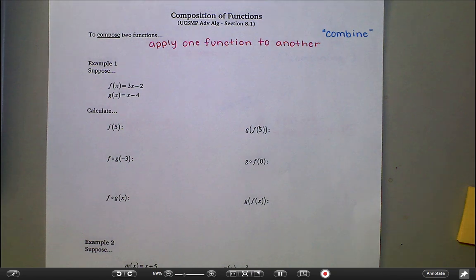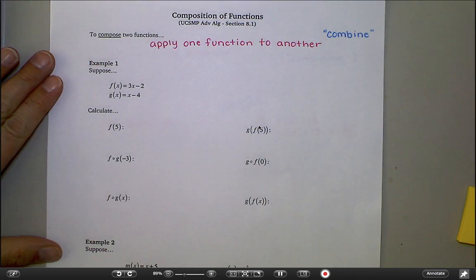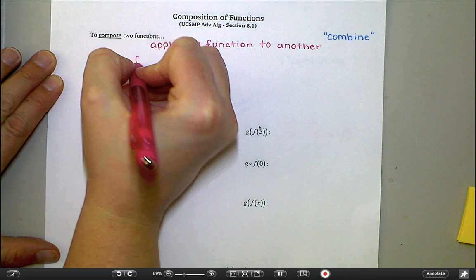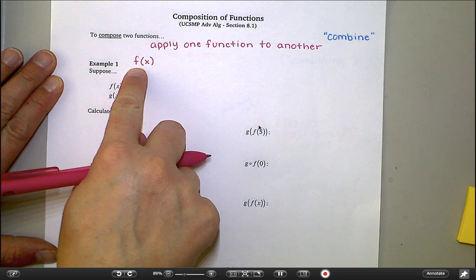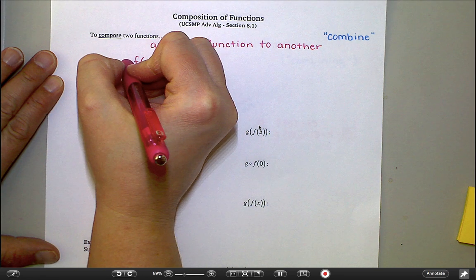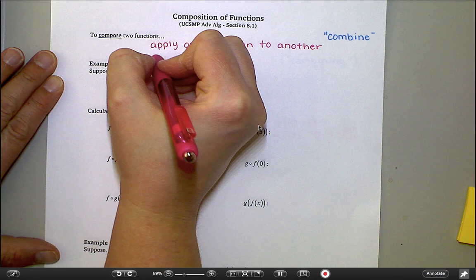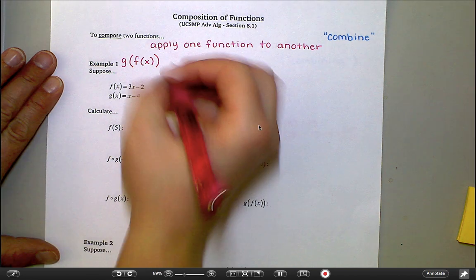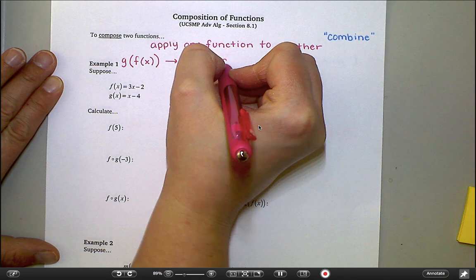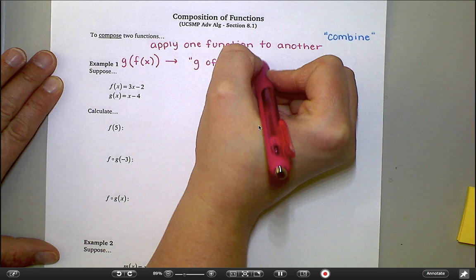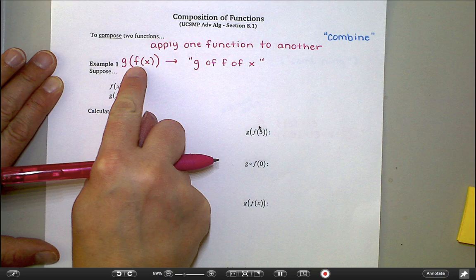Just to talk notation real quick, because there's two types of notation you're going to see that mean the exact same thing. And it can look a little confusing with all the parentheses. So we all know our regular old function notation looks like this, f of x. If I wanted to then apply another function on top of that, I would just put that function on the outside here and then put the f of x in parentheses. So this is read g of f of x. That's how I would say that. G of f of x.